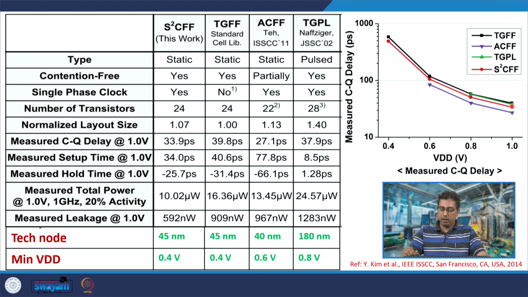And here you can see that the measured clock to Q delay, just for a comparison, at nominal voltage is around 30 picoseconds, and at 0.4 volts it is around 400 picoseconds. So, that is quite a significant increase in the clock to Q delay, but that is a feature of all the near threshold voltage circuits. So, these results are for a 45 nanometer PDK.